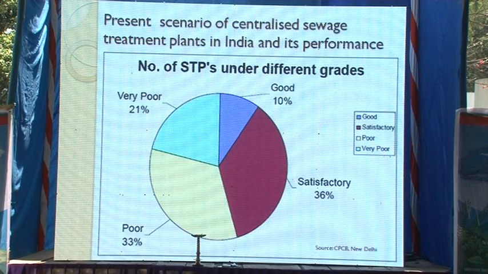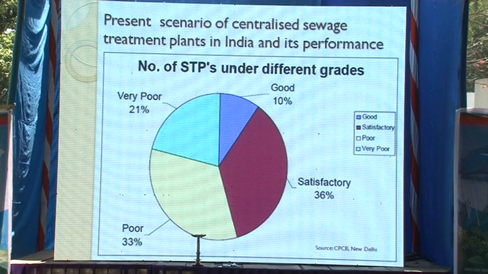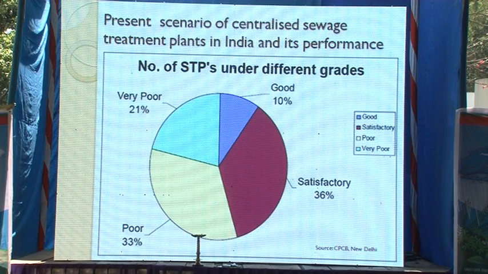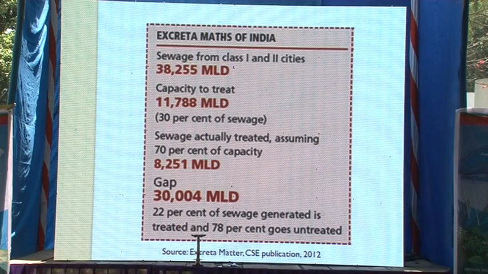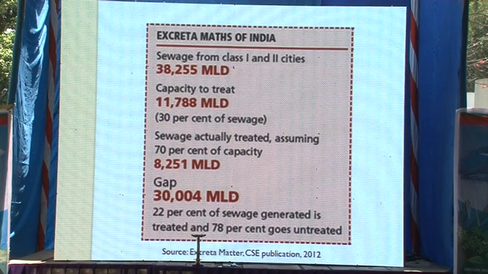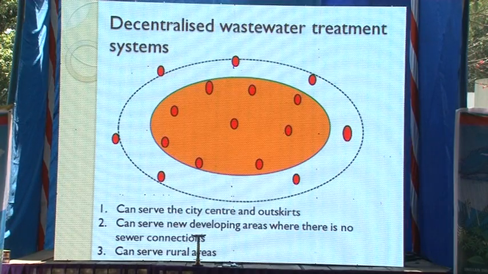And what do we do with this wastewater once we collect it from various places? This is the data given by CPCB. You can see that out of the total number of STPs in India, more than 51% are not functioning. That means most of the wastewater we collect from the cities is disposed of untreated. So water is lost from the city and nutrients are lost. This is another figure, which says that almost 30,000 MLD of wastewater goes untreated.